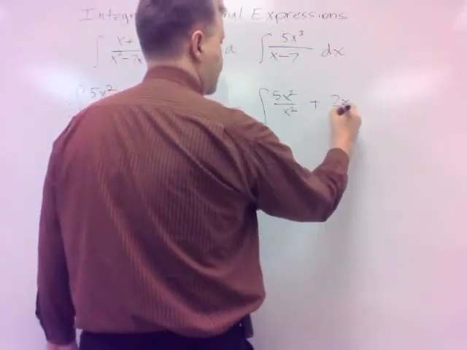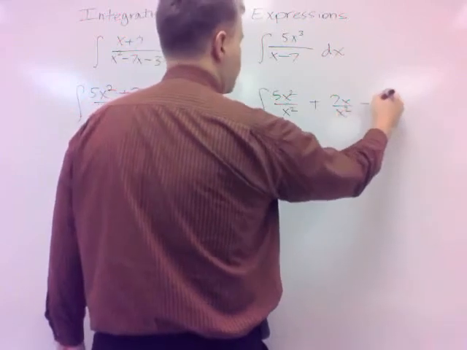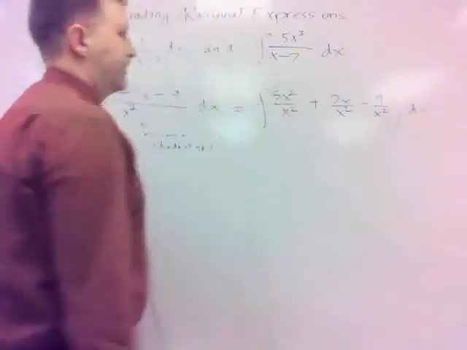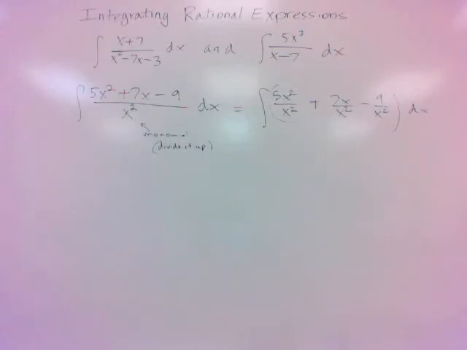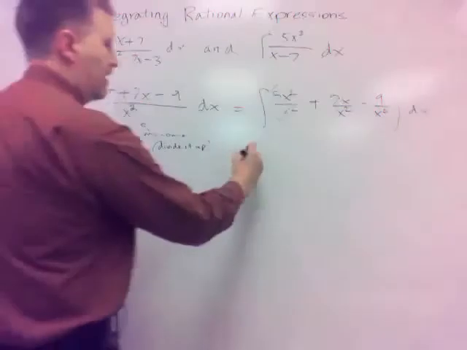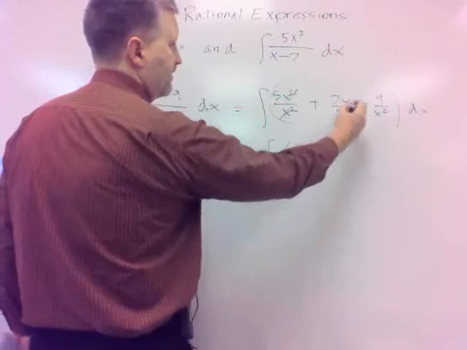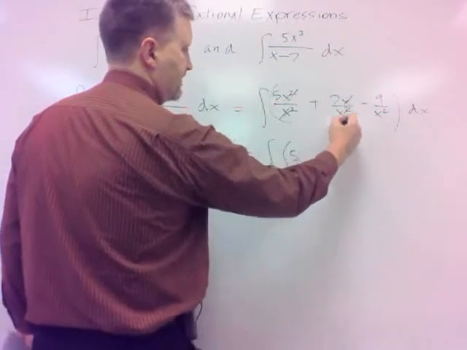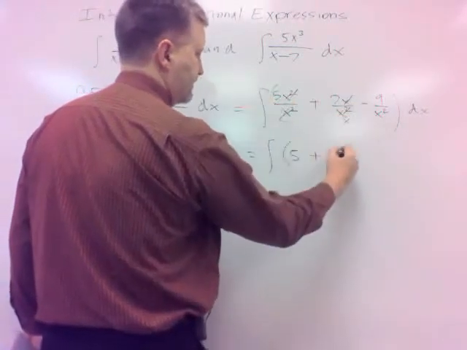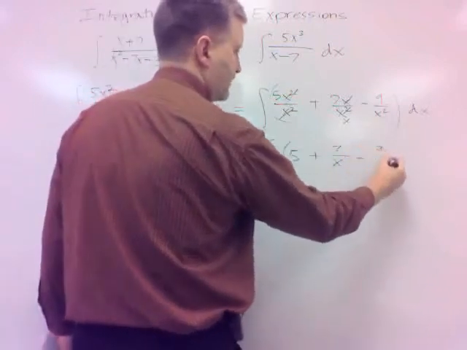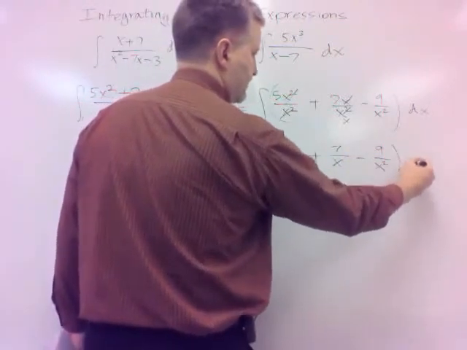X squared divided by x squared, 7x divided by x squared, minus 9 divided by x squared. Do them all separately, and usually it all washes out here. Of course, the x squared is canceled there, so you just have 5. Here the x goes into the x squared, so we just have an x on the bottom, 7 over x. And then here, 9 over x squared, well, nothing really there to do.